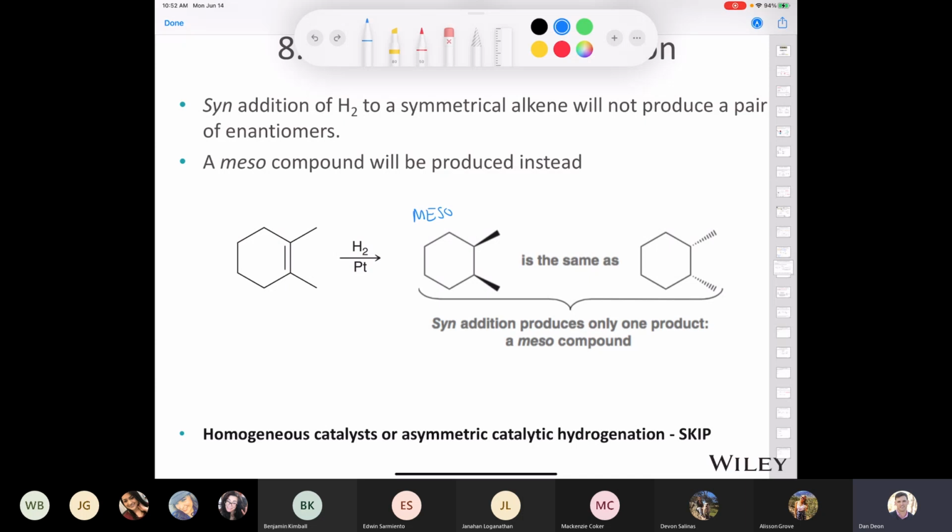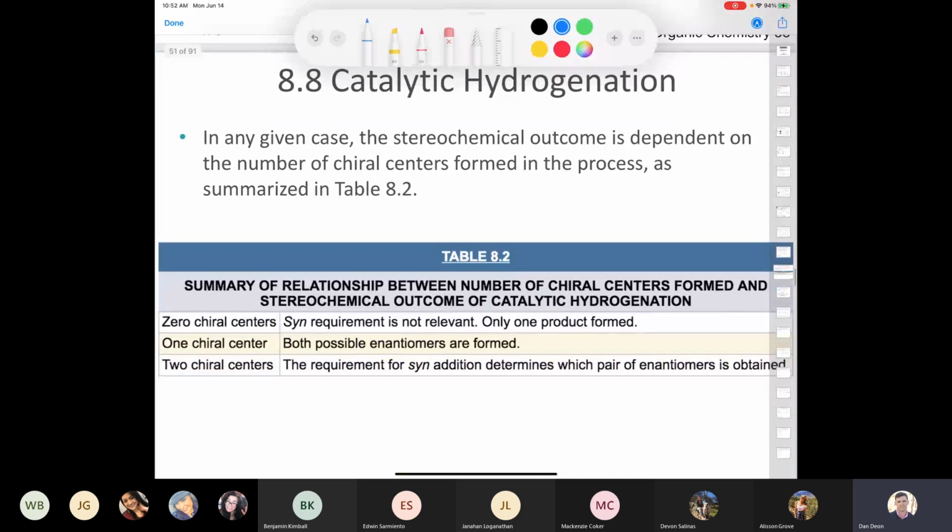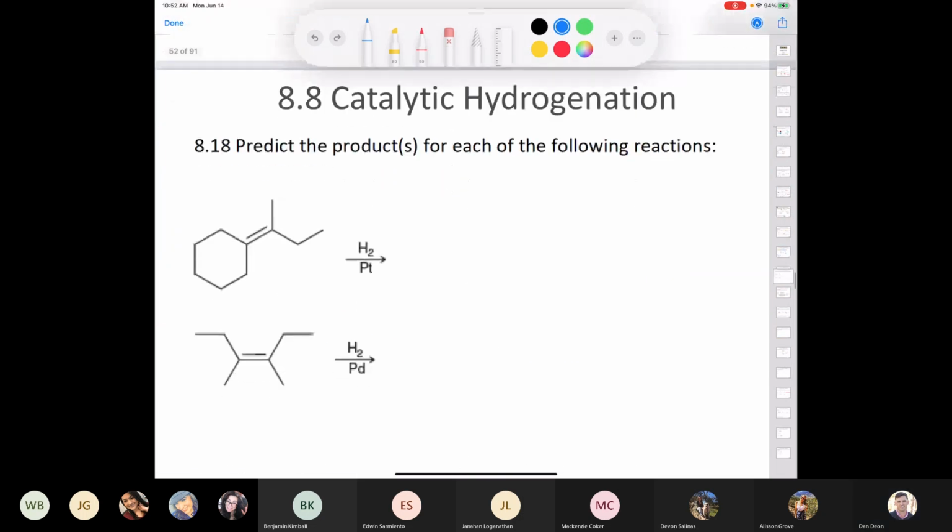The whole section about homogeneous catalysts, you don't have to worry about that at all. We don't cover that section one bit, so you can just skip anything about that. So if you have 0 chiral centers, syn requirement for the addition is irrelevant. You're only going to get one product. If you only have 1 chiral center, you get a mixture of enantiomers. And if you have 2 chiral centers, you get a pair of enantiomers.